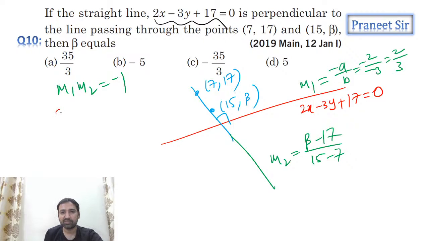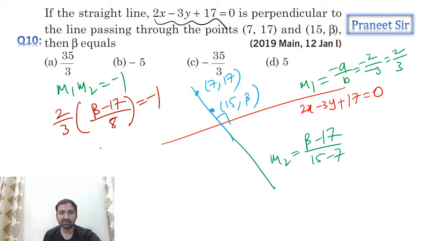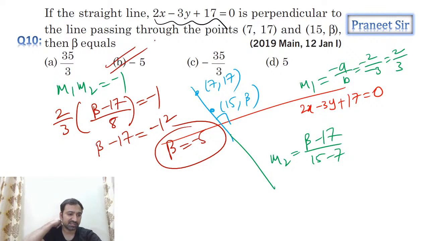So tell me, what is m1? m1 is 2 by 3 and m2 is what? Beta minus 17 by 8 is equal to minus 1. Now let's cross multiply this. If you cross multiply this, what do we get? Beta minus 17 is equal to minus 12. So from this, beta is how much? Minus 5. So minus 5 is the answer. The second option is the answer. Correct now? Does anyone have any doubts? Is it clear or not?